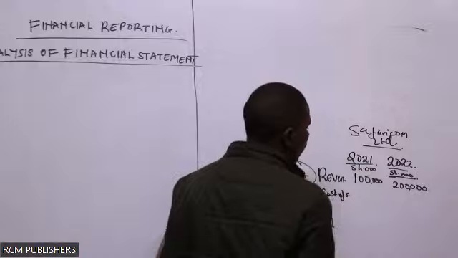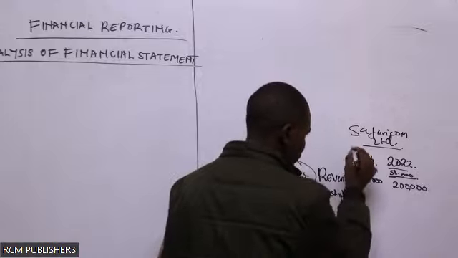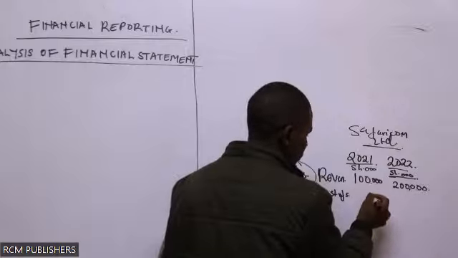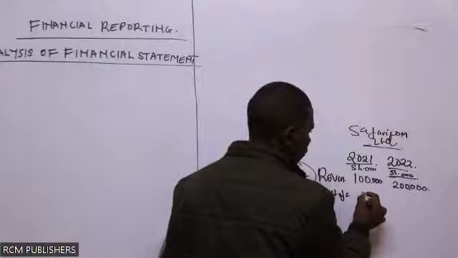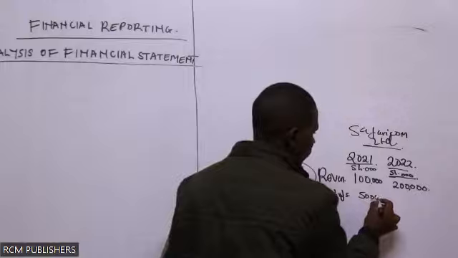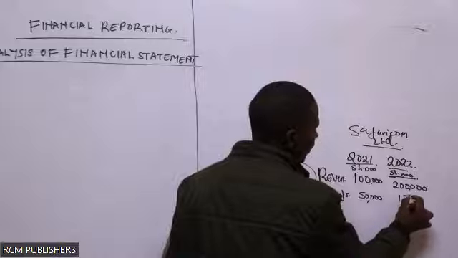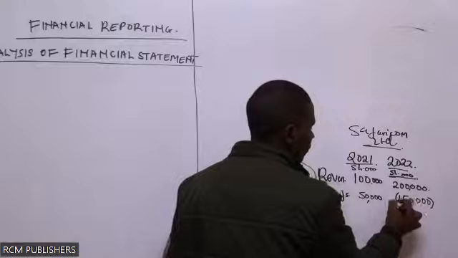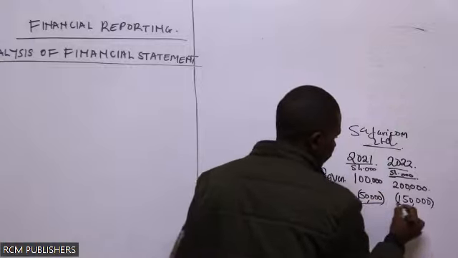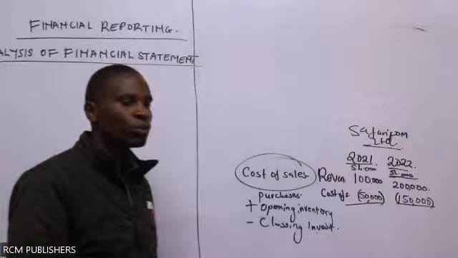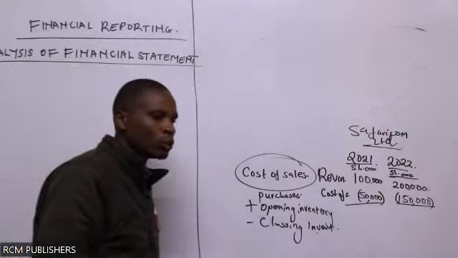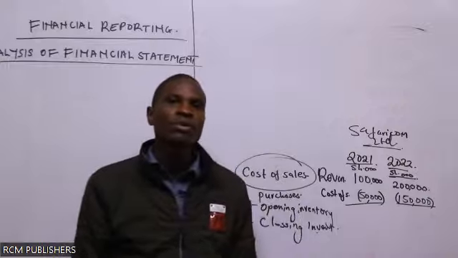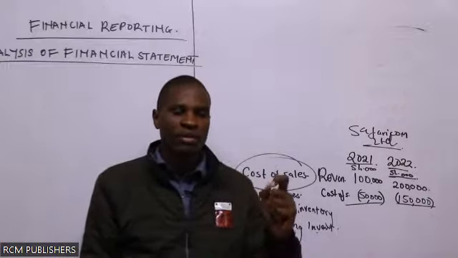Cost of sale. Assume in this period, under 2021, we had cost of sale of let's say 50,000. And then in 2022 we had a cost of sale of 150,000. I want to show you how the cost of sale does affect our revenue or sales.